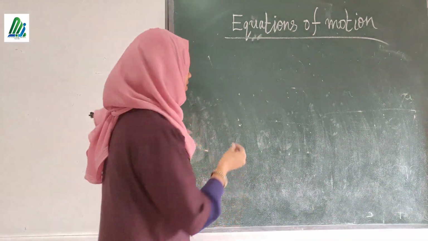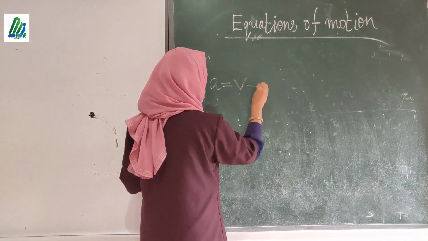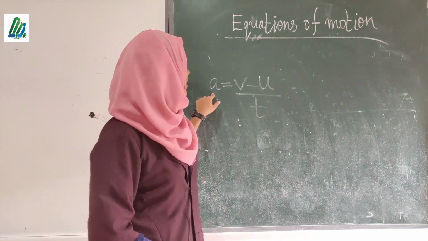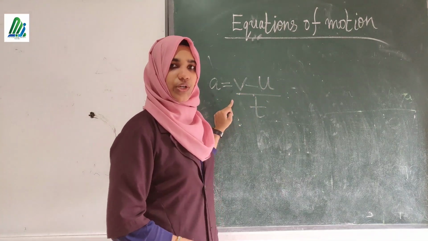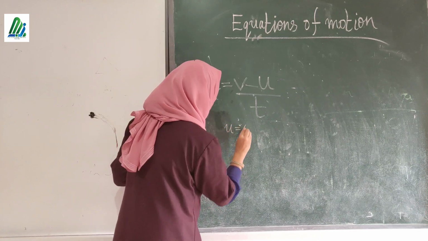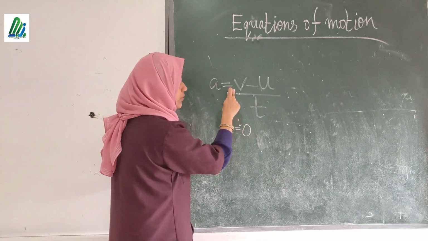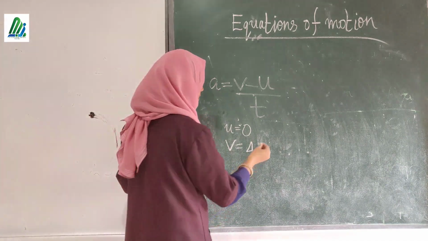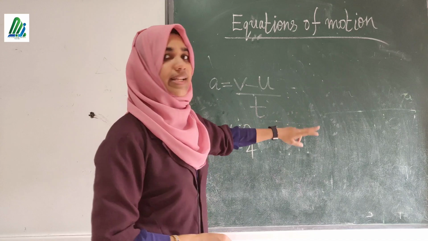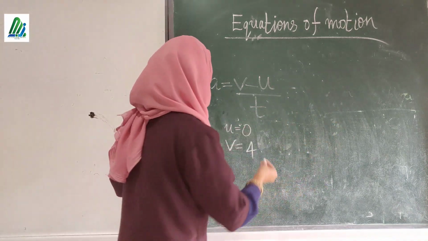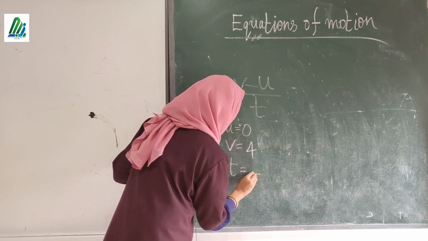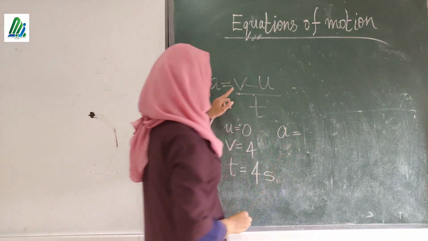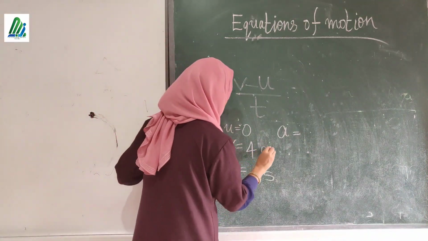The equation for finding acceleration is A equal to V minus U by T. We all know that U is equal to 0. Then V is equal to how much? That is 4. The time given is also 4. We can easily understand from that box. Time is also 4 seconds. So we can write A is equal to V. V is how much? That is 4 meter per second.